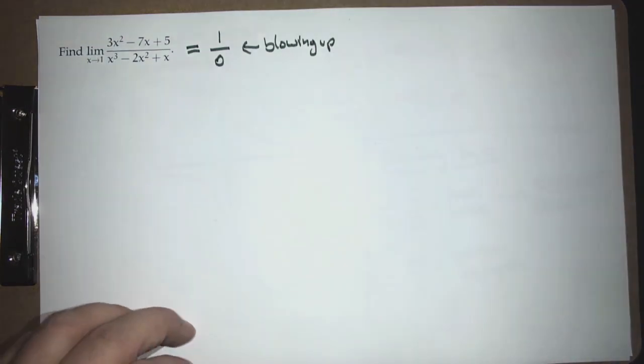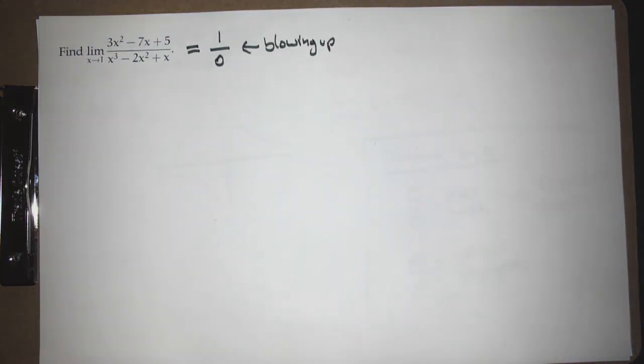Now, are we done? No. But now we know things are blowing up. We're going to be a little bit more precise. We want to figure out how it is blowing up. Is it blowing up to positive infinity? Is it blowing up to negative infinity? Or something else? Maybe the two sides have different behaviors. So we have to be a little bit more careful.